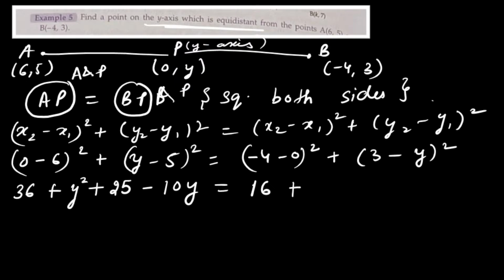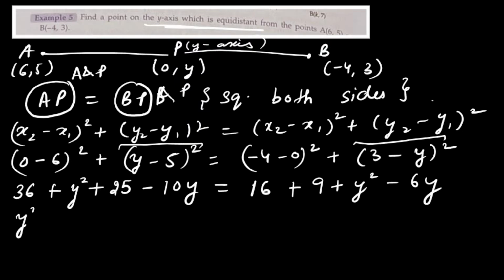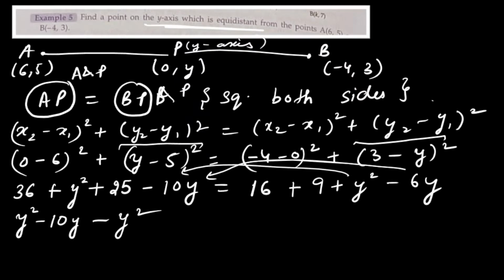Plus here again we have to apply the identity. So this will become 9 plus y square minus 6y. I've just applied the identity directly. I have applied the (a minus b) whole square identity here. Now let's shift y terms to this side. So y square I have this side, minus 10y also. Let's shift y square. So this y square if I shift it will become minus y square. 6y if I shift it will become plus 6y.